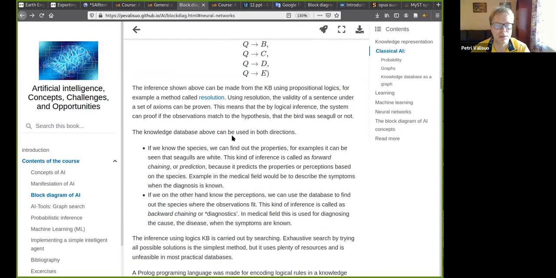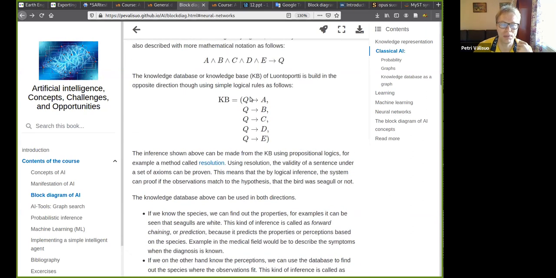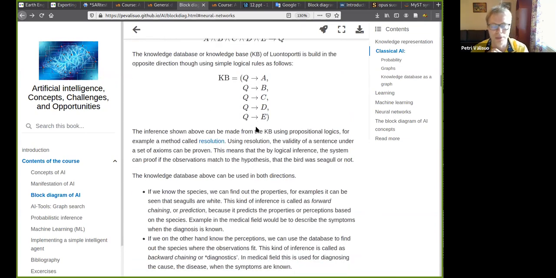And in this forward chaining, or prediction, you take all these facts that you know, the properties of the bird that you noticed, and then you prove new facts from these. And one of these facts is that this bird was a seagull, and then you have proven it. So you kind of predict what are those birds that are possible based on these observations.